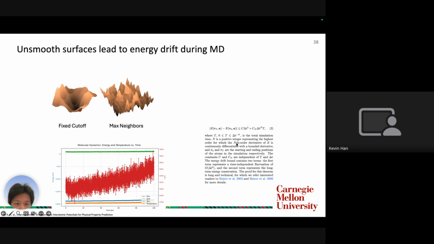And n in this case is the order of differentiability of our energy surface. So in the max neighbors case, we have a very discontinuous, undifferentiable surface, whereas in the fixed cutoff, we have a very differentiable surface. This right term explains why we might be seeing that energy drift. It also explains why, with a more differentiable energy surface, we can increase our time step a little bit and still maintain some fixed upper bound.